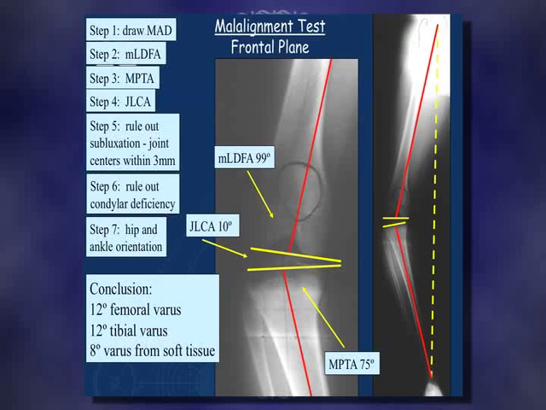What's the normal lateral distal femoral angle? 87. Should be between 85 and 90, and this one is way off. This one, when we look at it, it's 99 degrees. Okay, so it's clearly beyond 90 degrees. So this is one source of the varus. Now, maybe it's the tibia too. We've got to look at the tibia.